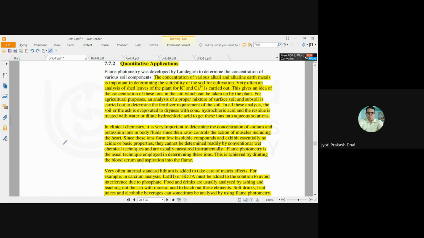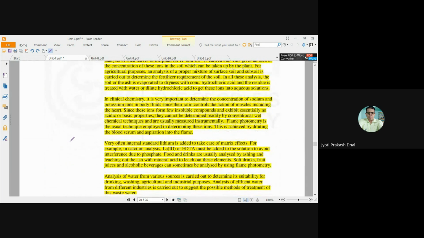In all these analyses, the soil or the ash is evaporated to dryness with concentrated hydrochloric acid and the residue is treated with water or dilute hydrochloric acid to get these ions into the aqueous solution. Similarly, in clinical chemistry, it is very important to determine the concentration of sodium and potassium ions in body fluid, since their ratio controls the actions of the muscle, including the heart. Since these ions form few insoluble compounds and exhibit essentially no acidic or basic properties, they cannot be determined so readily by conventional wet chemical techniques and are usually measured instrumentally.